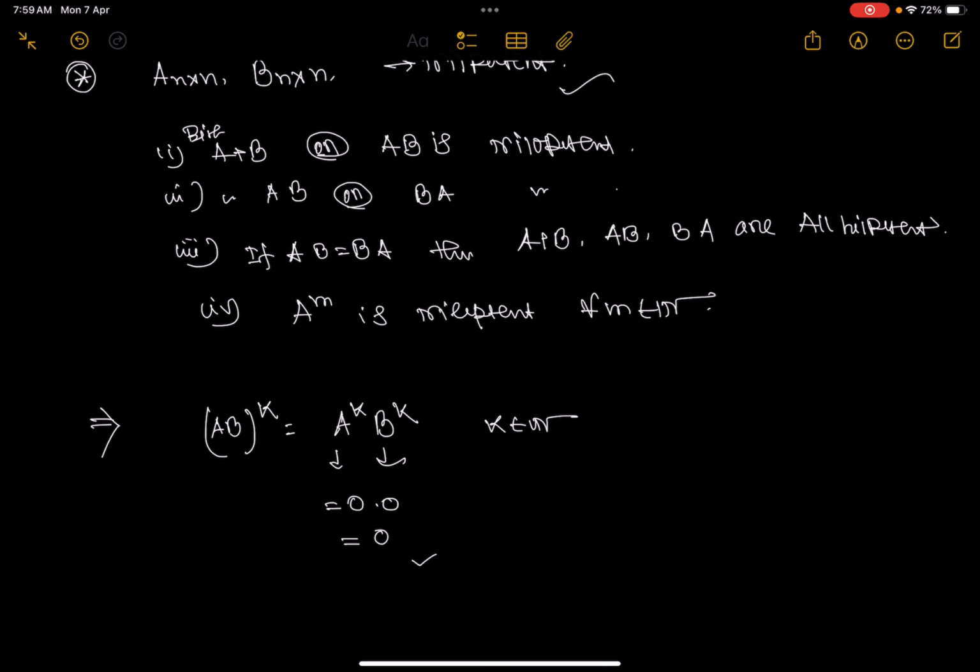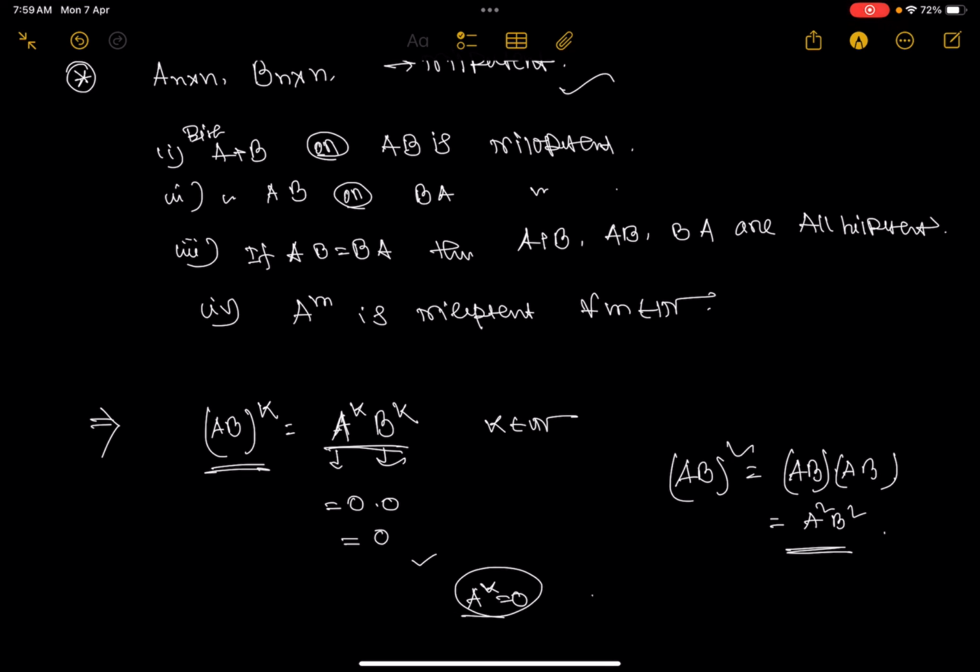And for this case, AB square equals AB into AB. If we rotate this, A square B square. So here we can see that AB whole to the power k equals A^k B^k, and A is nilpotent, so A to the power k equals 0 for some k belonging to natural numbers. Also B is nilpotent, so B to the power k equals 0, so this property holds. It implies that the third is true.